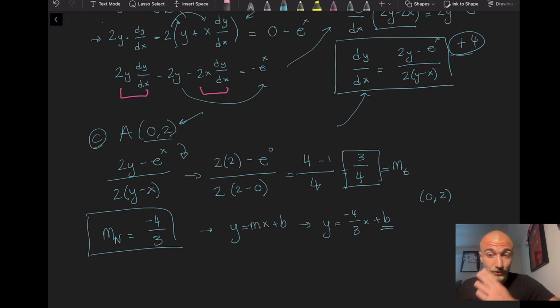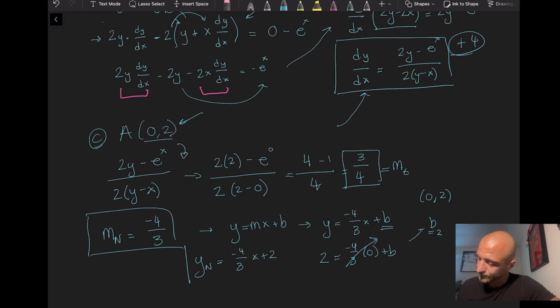If we plug in 0 and 2, we can figure out what b is, because anytime we need to figure out one component from an equation of a line, as long as we know one of the points, plug it in, see what b spits out. So if I plug in 0 and 2, I get negative 4/3 times 0 plus b. That term goes away. So we see that b is equal to 2. So the equation of the normal line is negative 4/3 x plus 2. That is going to give me the equation of the normal at point A of the curve C.